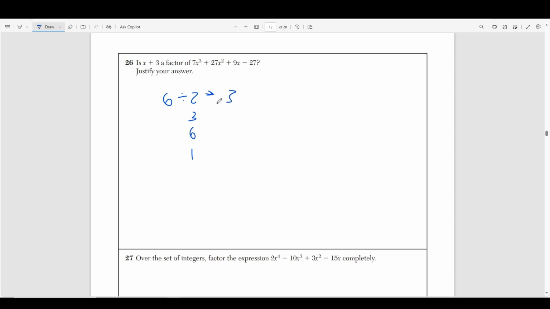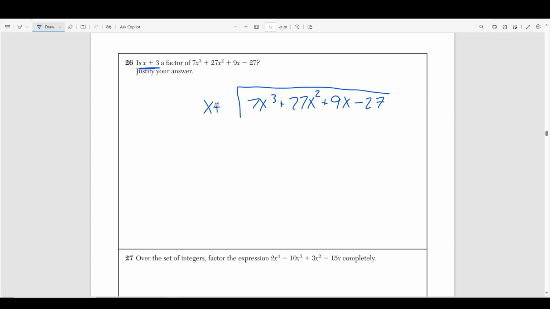6 divided by 2 is 3, 6 divided by 3 is 2, 6 divided by 6 is 1, and 6 divided by 1 is 6, right? There's no remainders when you divide it by its factors. So the same should be true with 7x cubed plus 27x squared plus 9x minus 27. If I divide this by one of its factors, I should not be left with a remainder. So I'm going to divide it by x plus 3.